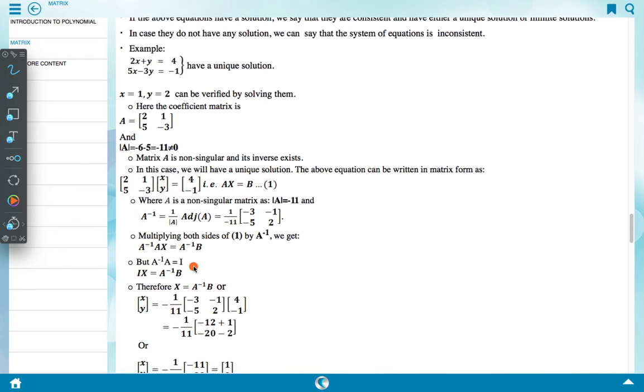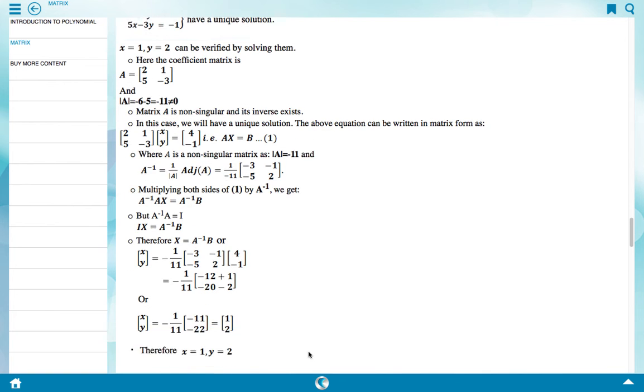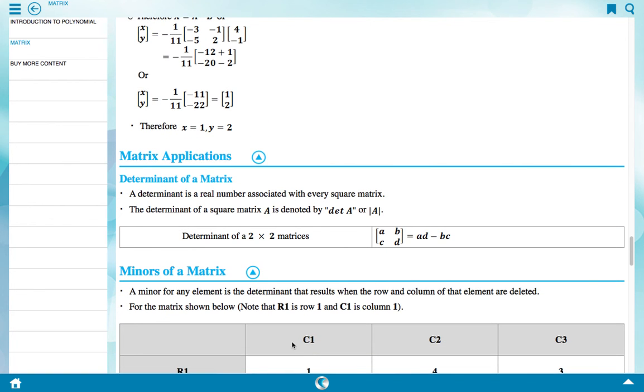Put A inverse A equal I. IX equal A inverse B. Therefore, X equal A inverse B. XY equal 1 upon 11 minus 1 upon 11 in bracket comes here minus 3 minus 1 minus 5 minus 2 whole into next bracket 4 minus 1, equal to minus 1 upon 11 into minus 12 plus 1 minus 20 minus 2. XY is equal to minus 1 upon 11 minus 11 minus 22 is equal to 1, 2. Therefore, x equal 1, y equal 2.